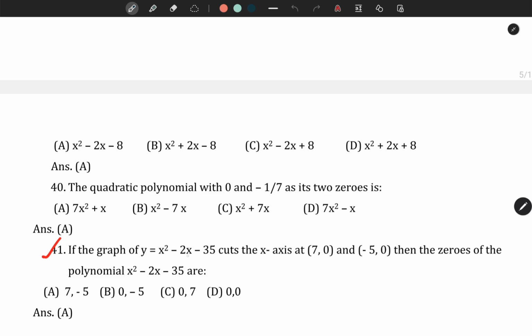Question 41. The graph of this cuts the x-axis at 2 points. Now since the graph cuts at 2 points, it will have two zeros, and the zeros are given by the abscissa, or the first number. What is the first number here? 7. So one of the zeros will be 7, and the second zero will be the first number, that is minus 5. So the two zeros are 7 and minus 5.